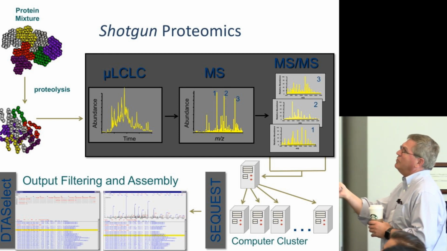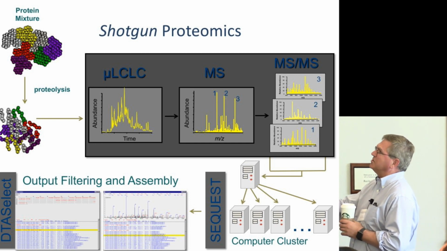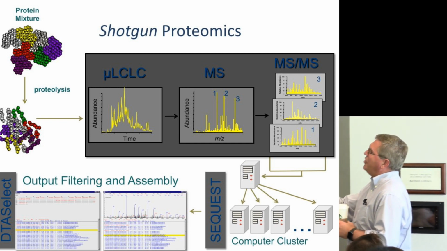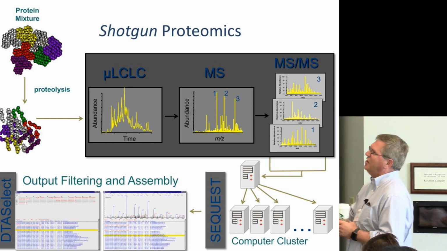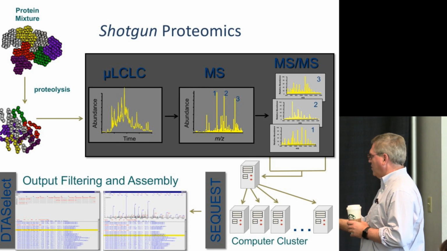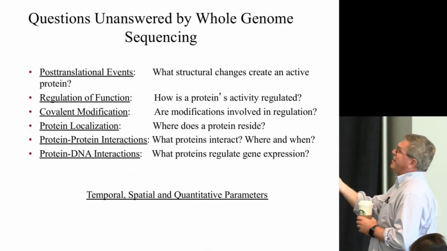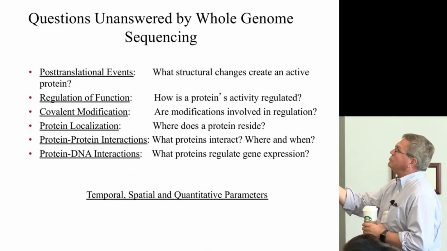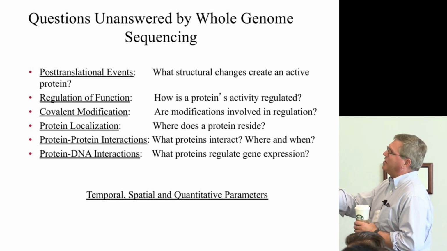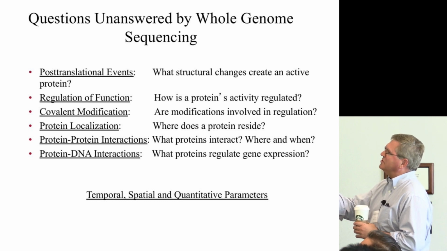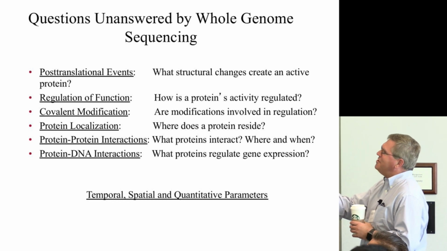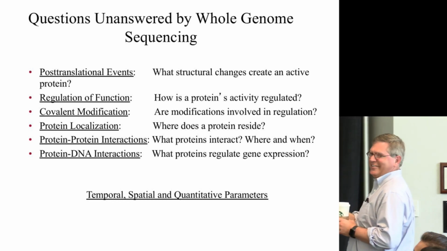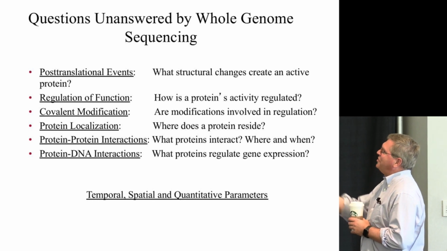this point where we started doing more and more shotgun proteomics: digesting the protein mixture into peptides. The automation at the mass spectrometry end and the automation at the interpretation end allows us to do much more large-scale proteomics and get at all these questions unanswered by whole genome sequencing: post-translational modification, regulation of function, covalent modification, protein localization, protein-protein interactions. The Gygi lab is beating this one dead by doing 10,000 pull-downs, the protein-DNA interactions.